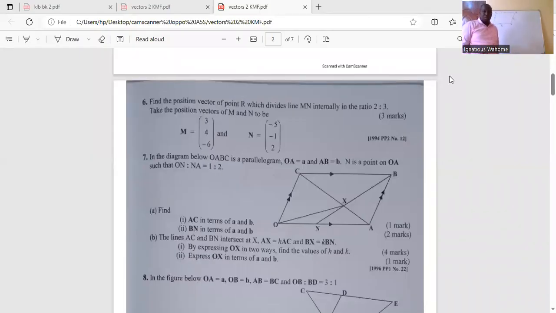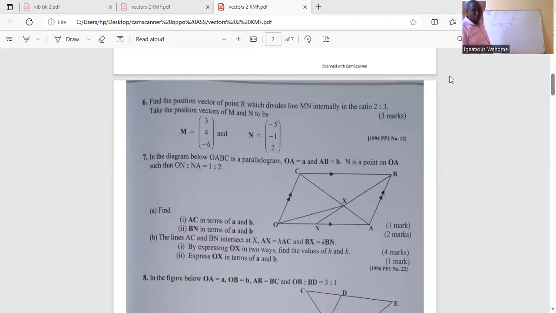Yes, so our second question today is on vectors. This question was tested on KCSE in the year 1986. It's a 10 marks question. Let's see. In the diagram below, OABC is a parallelogram where vector OA is vector A and AB is vector B.